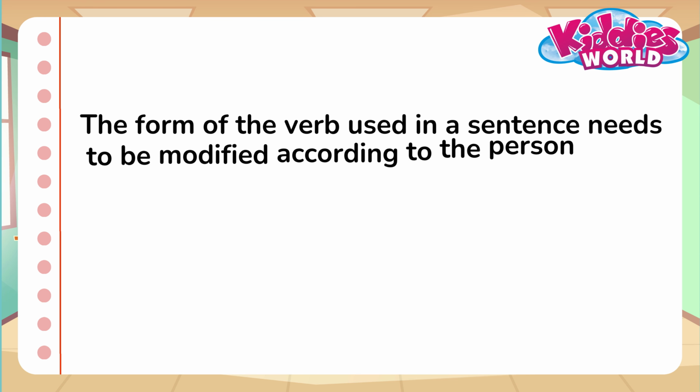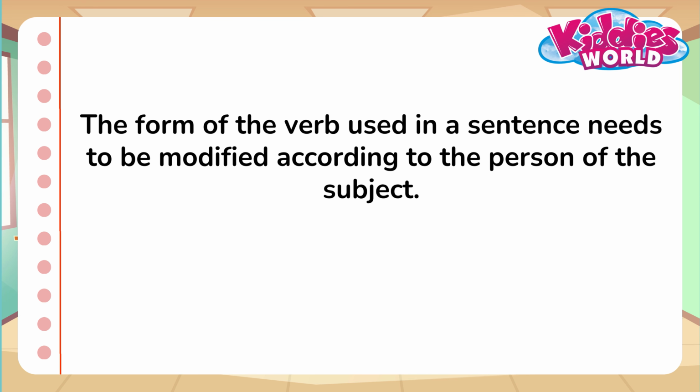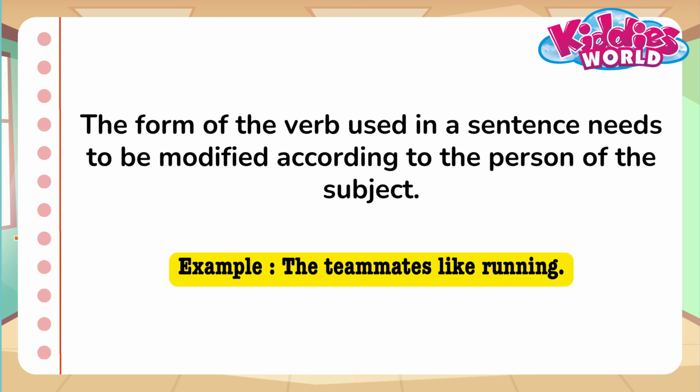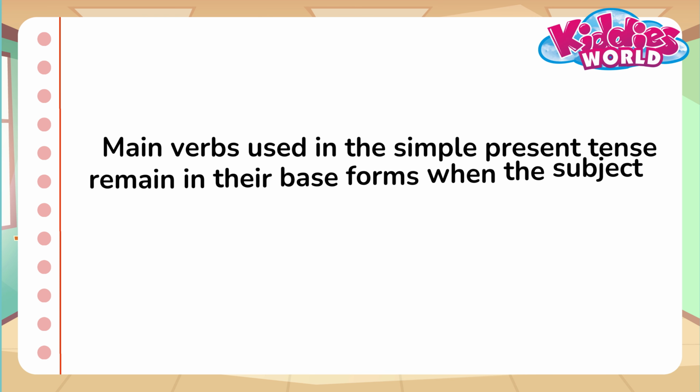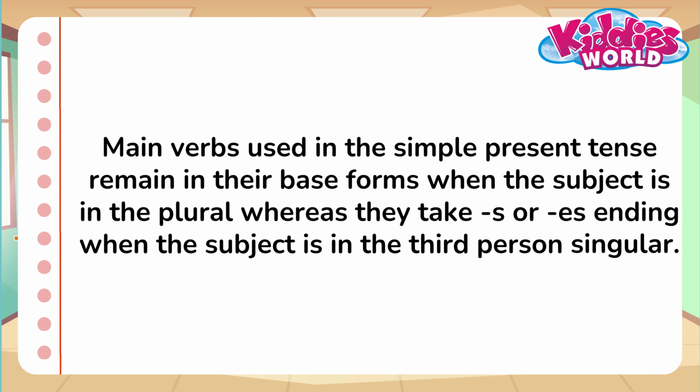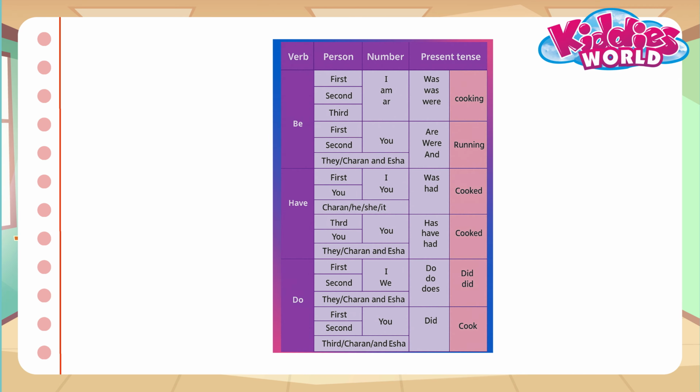The form of the verb used in a sentence needs to be modified according to the person of the subject. Check the examples. Main verbs used in the simple present tense remain in their base forms when the subject is in the plural, whereas they take s or es endings when the subject is in the third person singular. Let's take a look to understand the different forms of the auxiliary verbs be, have, and do.